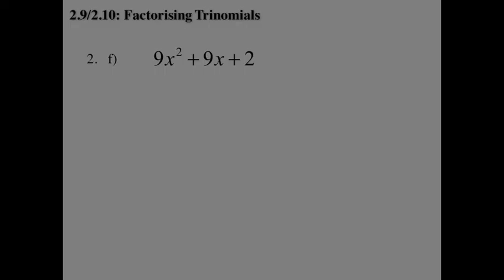Rightio, we're looking for our outside numbers. We've got 9 and 2. 9 times 2 is 18. So I want numbers that times to give 18 and add to give 9. What are numbers that times to give 18 and add to give 9? 6 and 3.